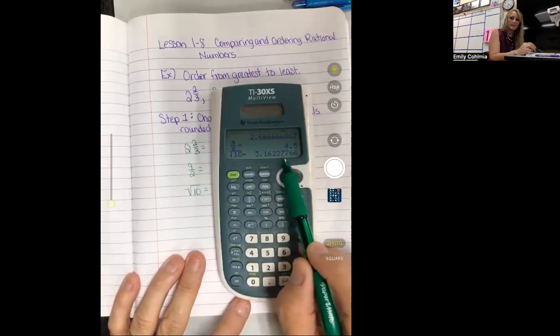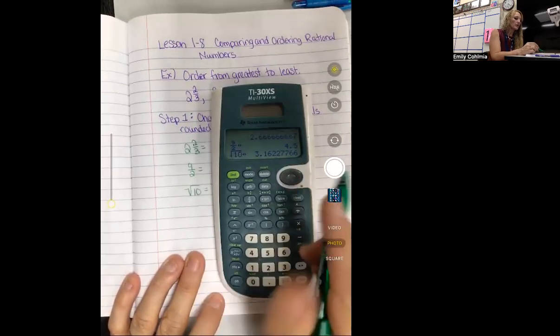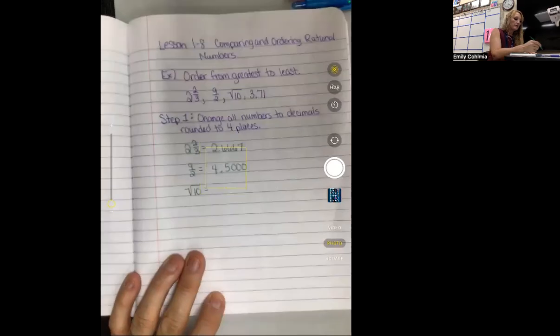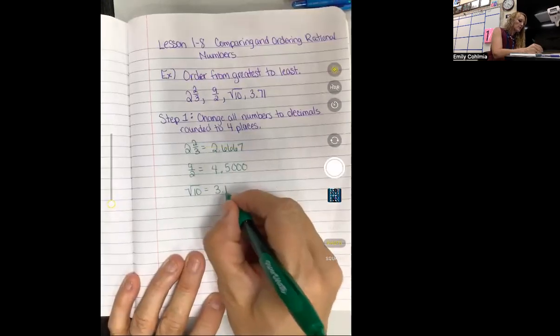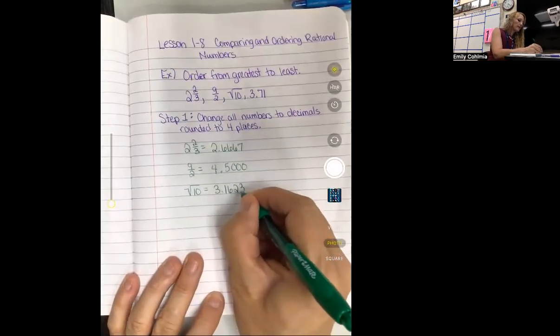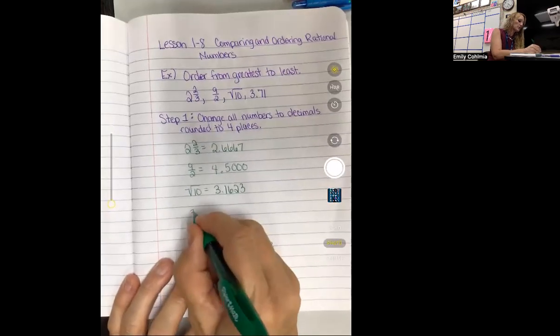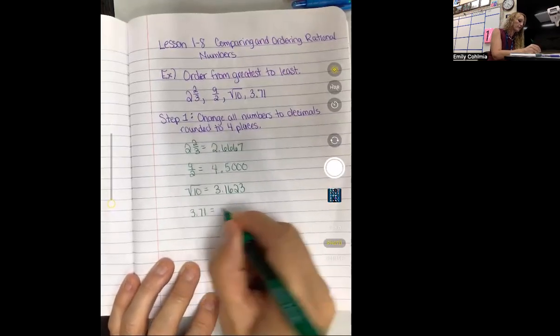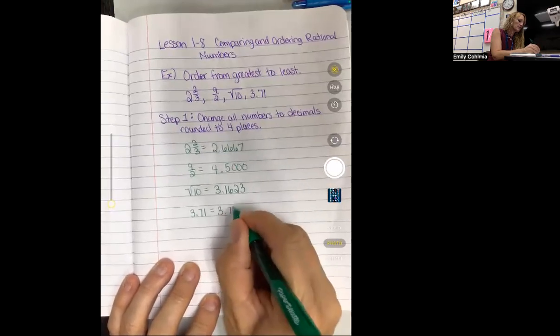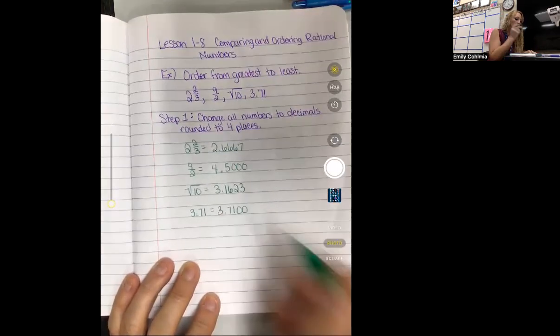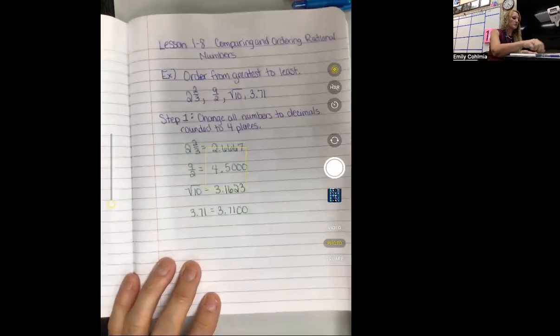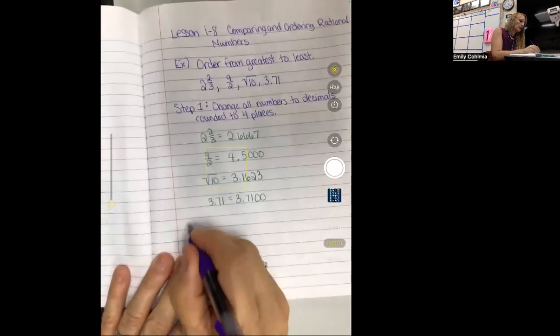Look behind it. 7 or 5 or more raise the score. The 7 is bigger than the 5. So we're going to raise the 2 to a 3. So 3.1623. And then our last one is 3.71. We need that to have 4 decimal places. So 3.7100. So now it's really easy to do step 2.